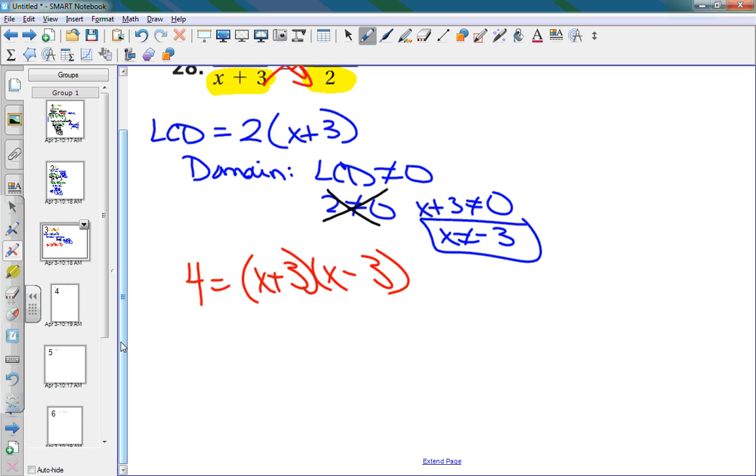Perfect score. They're opposites, which means they're conjugates. And what do we know about conjugates when you multiply them? The inner and outer cancel out, so that's going to give me x squared minus 9. First terms multiplied together gives you x squared. Last terms multiplied together gives you negative 9.